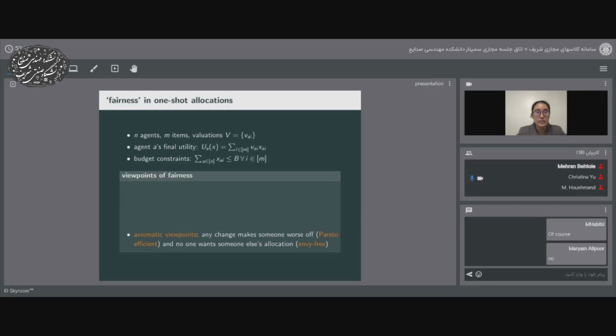There are 2 critical aspects that we might care about for fairness. One is what we call Pareto efficiency. We want an allocation to be Pareto efficient, meaning that any change you make to the allocation should make someone worse off. You don't want an allocation where you can make a change and everyone is happier. That would not be a good allocation, because everyone will agree that it's not optimal.